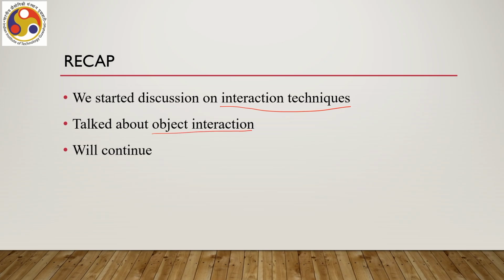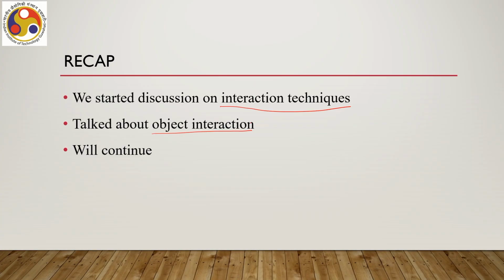So, if you can recollect, there are different types of interactions that we encounter in an immersive experience. Broadly, they are of three types: object interaction, navigation and system control, out of which we have covered object interaction, which includes selection and manipulation interaction. We are going to continue our discussion on interaction techniques in this part of the lecture as well, where we will be covering the other components of interaction or other types of interactions.